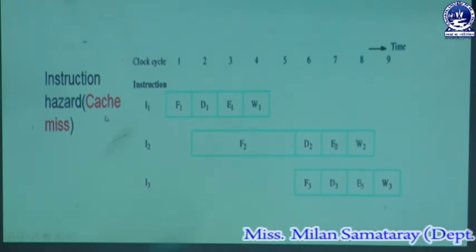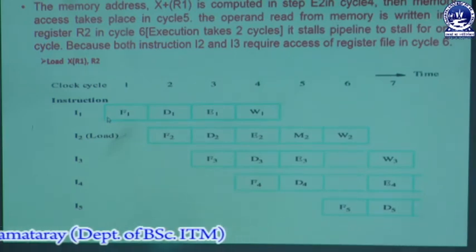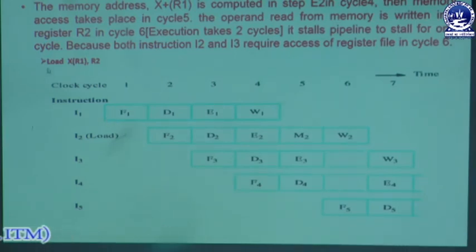Okay. Then here you can see, let's take an example where the instruction is Load X(R1), R2. So how will we calculate the memory address? One addressing mode is used here, so the effective address is calculated by adding this offset value with the content of R1. So here the memory address is computed in step E2 in cycle 4.